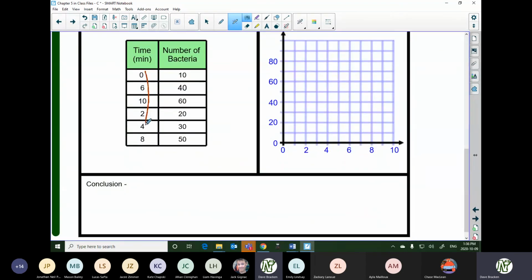Notice we're not going up by the same amount here. So when we find our first differences, and I'll write these ones in, 40 take away 10 is 30. Next one, 60 take away 40 is 20. The next one, 20 take away 60 is negative 40. 30 take away 20 is 10. And 50 take away 30 is 20. At first glance, this thing looks as non-linear as you can get. These numbers aren't even close, like the science experiment.